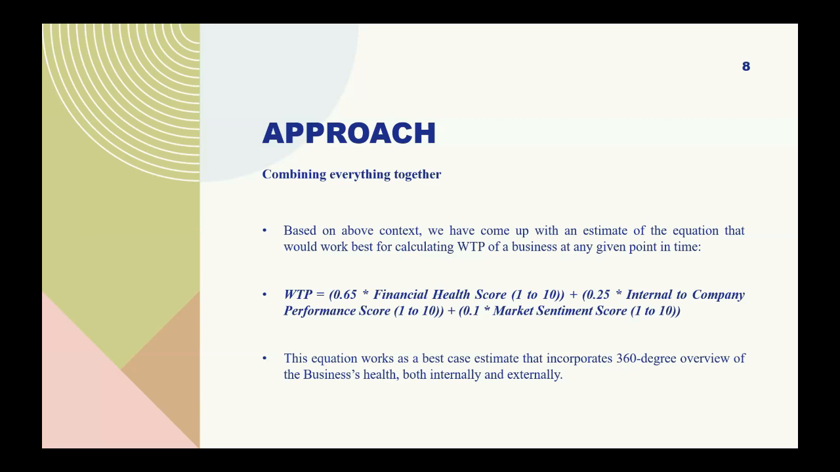So as you can see, the willingness to pay will then turn out to be the financial health score, which is on a scale of 1 to 10, multiplied by 65%. Internal to company score, which is again on the same scale, taken as 25% weightage, and 10% weightage from the market sentiment score. This one single score will have a 360-degree overview of the business's health, both internally as well as externally. Internally, I mean how well the business is engaged already with your company, and externally, the financial health and market sentiments that are ongoing.